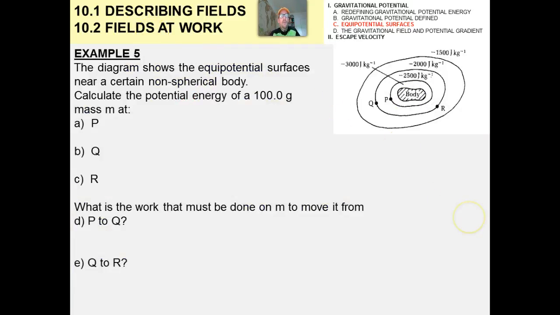All right, so let's try our first example. The diagram shows equipotential surfaces near a certain non-spherical body, okay? Calculate the potential energy of a 0.1 kilogram mass at P, Q, and R, okay?